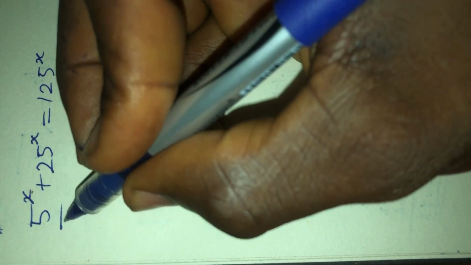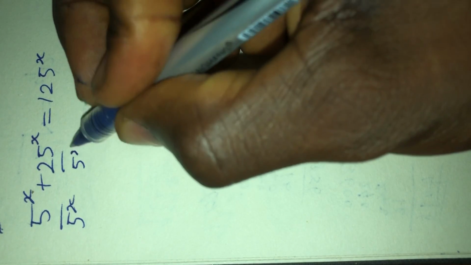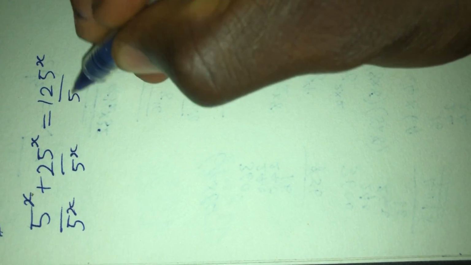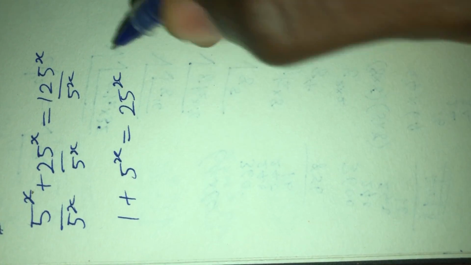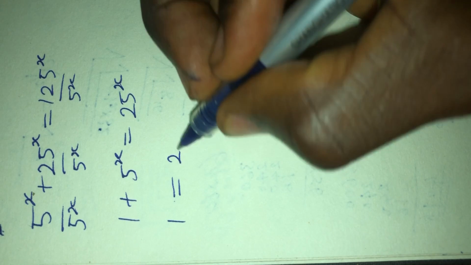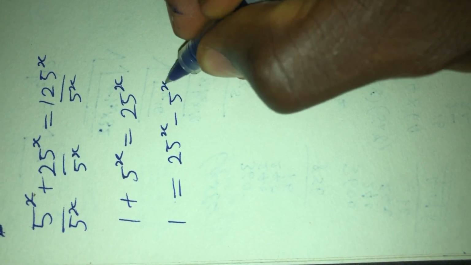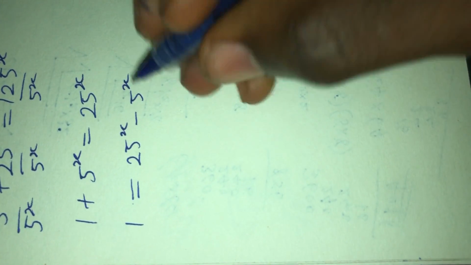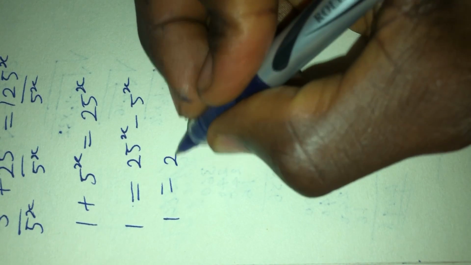Dividing everything by 5^x, we have 1 plus 5 raised to power x is equal to 25 raised to power x, and 1 is equal to 25 raised to power x minus 5 raised to power x. 25 raised to power x minus 5 raised to power x, we have that 1 is equal to 20 raised to power x.